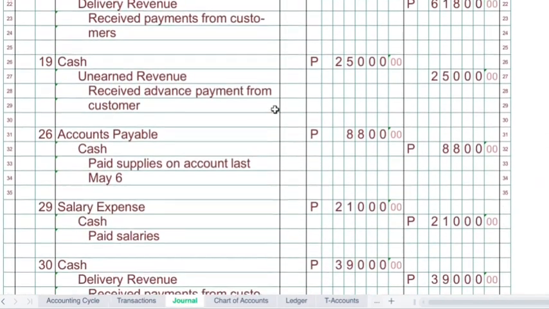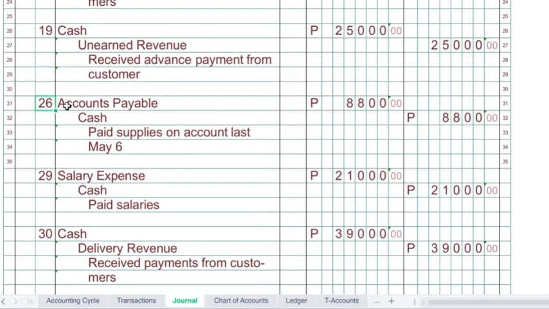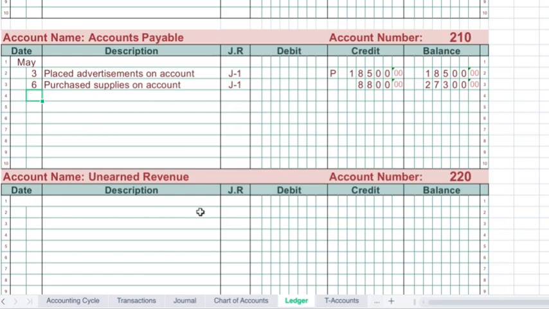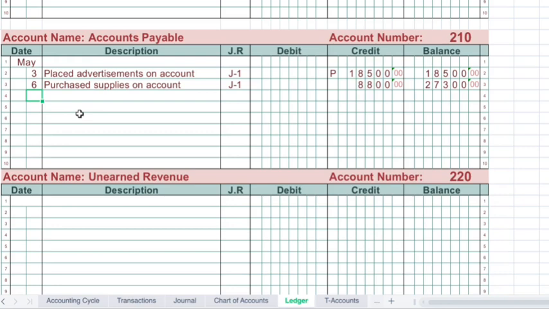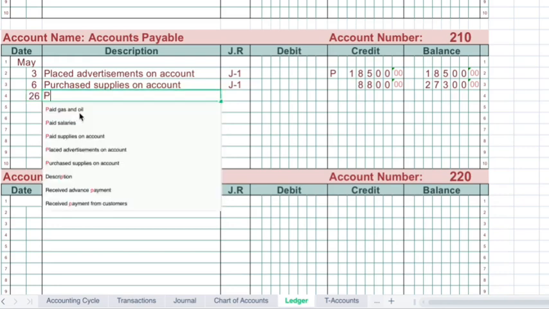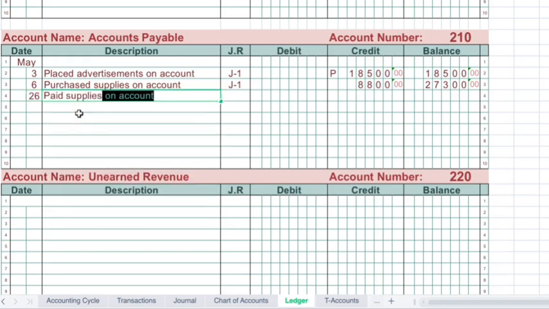Okay, so let's look for accounts payable. Okay, we have May 26. So, in May 26 naman, accounts payable was debited. Okay, kasi binayaran na natin siya worth 8,800. So, that is, again, May 26. Paid supplies on account. So, debit siya.